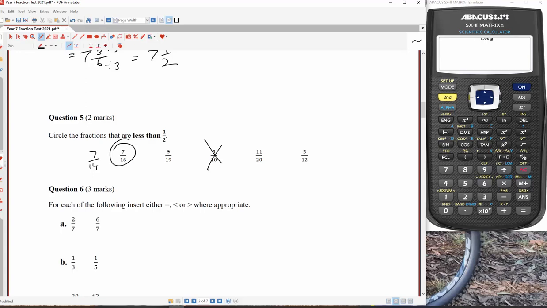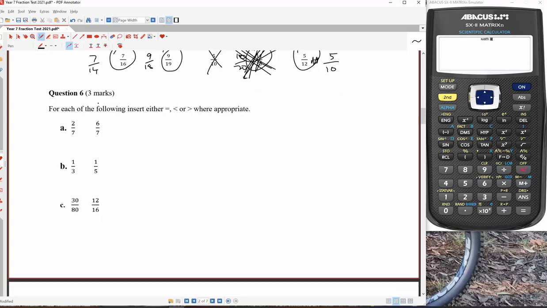Now, let's have a look at this one. 9 on 18 is a half, so 9 on 19 is going to be less than a half. 11 on 20, well, 10 on 20 is a half. 11 on 20 means we've got more than a half, so that one should not be circled. That should be crossed out. Well, it doesn't have to be crossed out, just not circled. Now 5 on 12, well, 5 on 10 would be a half. So that is less than a half, that one.